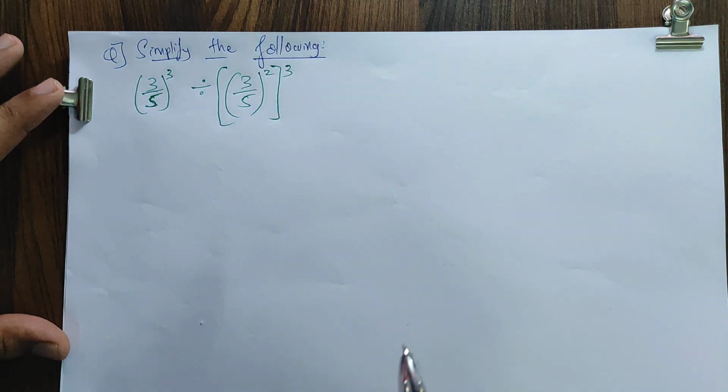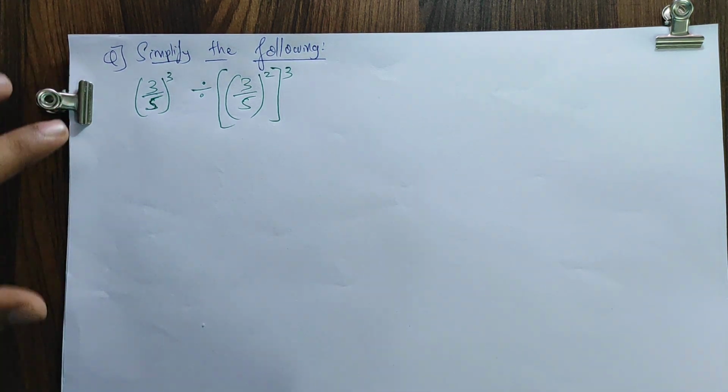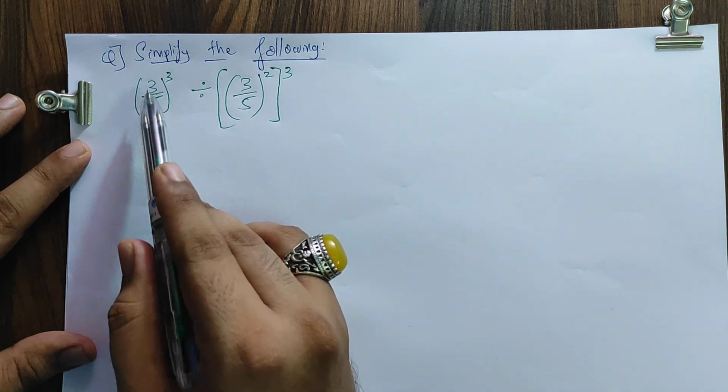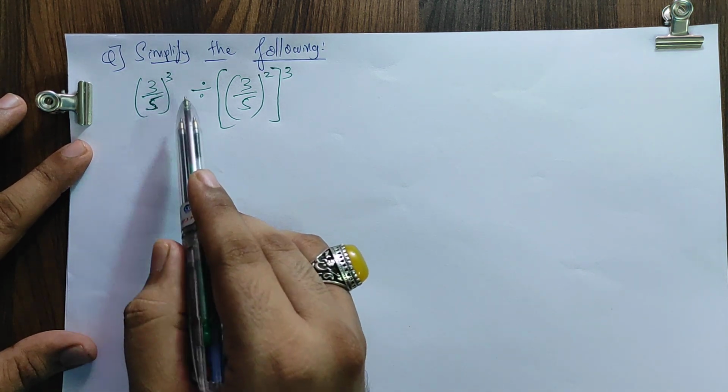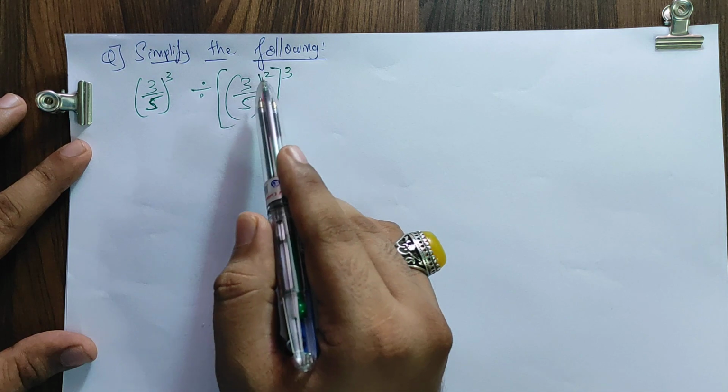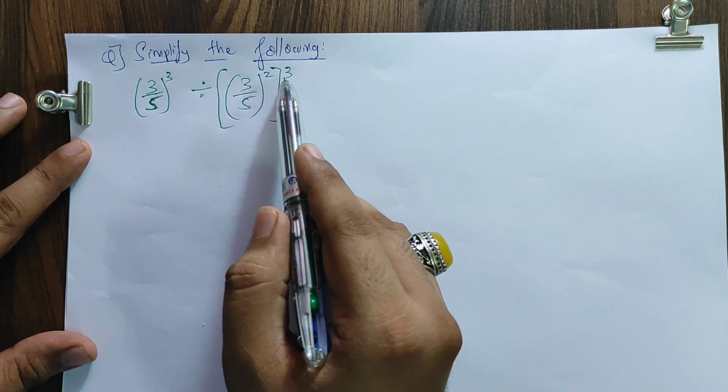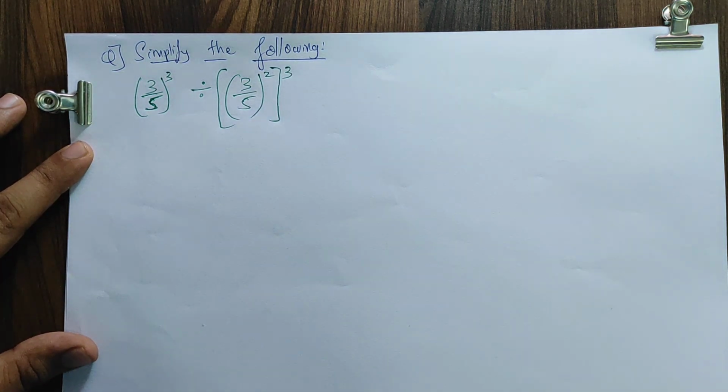Simplify means we have to compress the given question and solve it to get a numerical answer. Okay. So here I can see 3 upon 5, the whole cube, divided by 3 upon 5, the whole square. And here I have raised to 3.